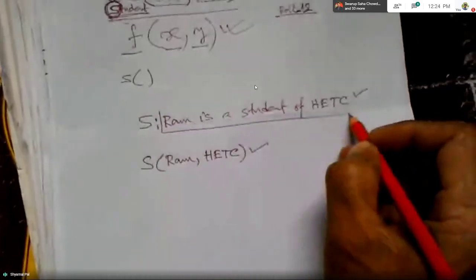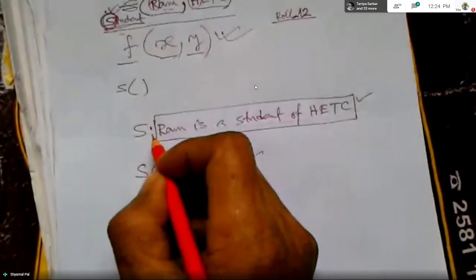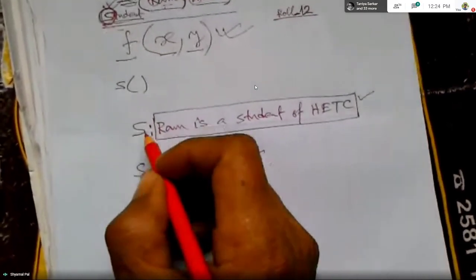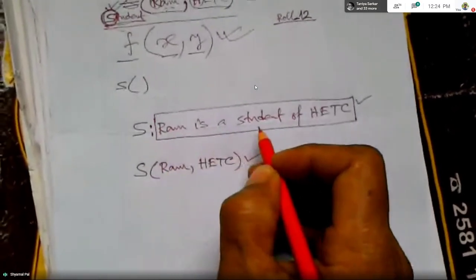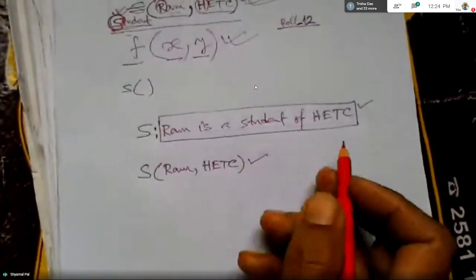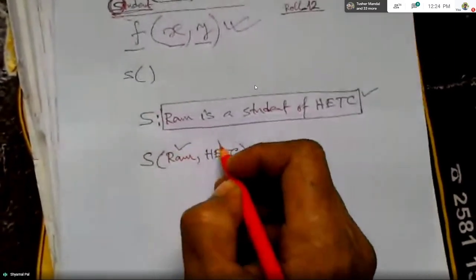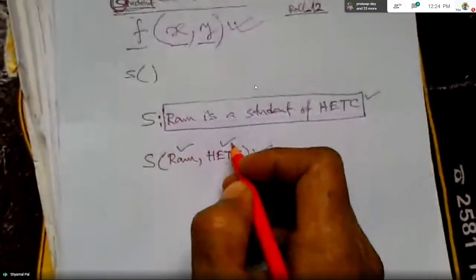This particular portion is not needed to be written always. You may simply write S, which is the representation of Ram is a student of HGC. Now the difference is that here Ram and HGC are in addition to S.